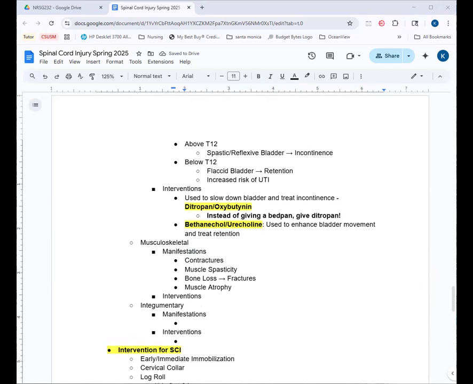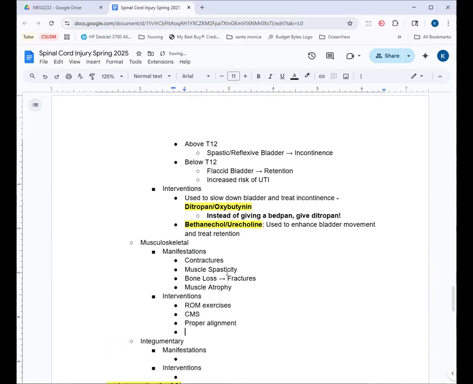Range of motion exercises to prevent the contractures. CMS, make sure that patient can actually feel, and if they can perform active movement, that would be nice. And then keeping them in proper alignment would be really nice too, especially if they have a spinal cord injury.